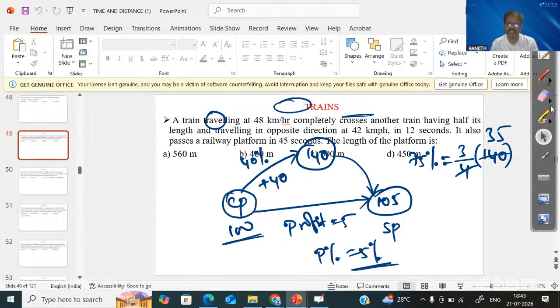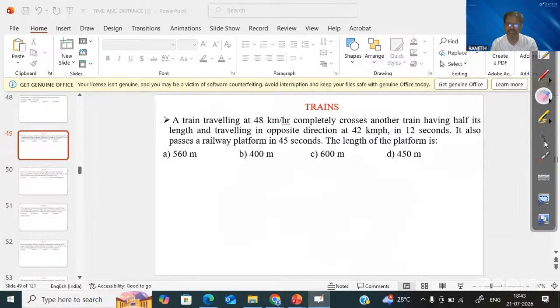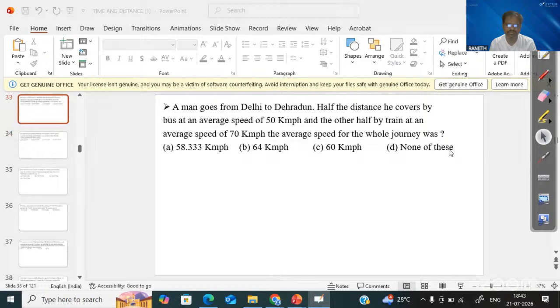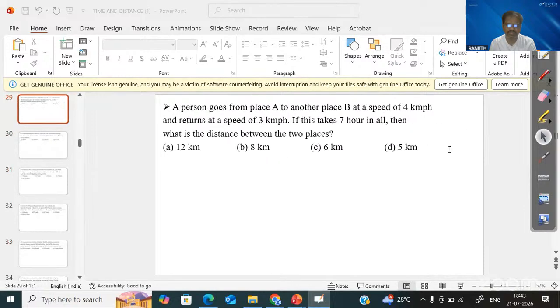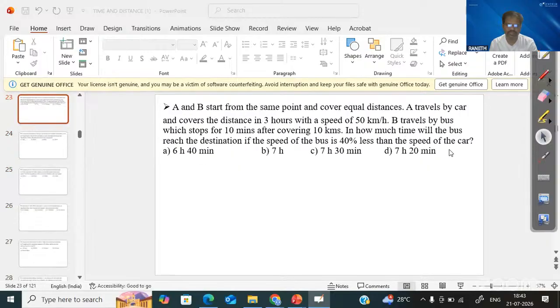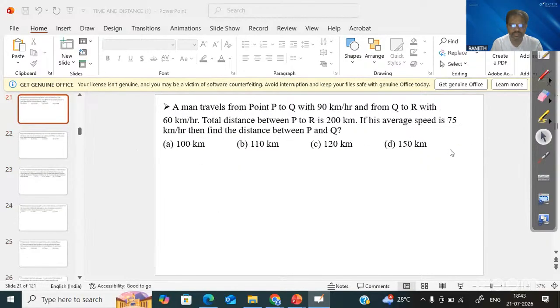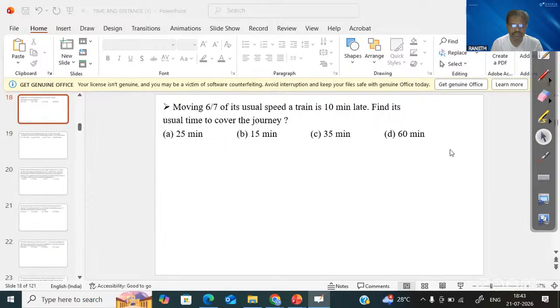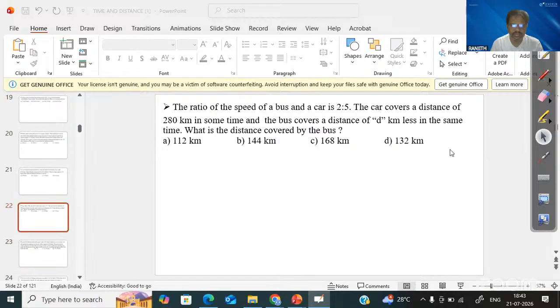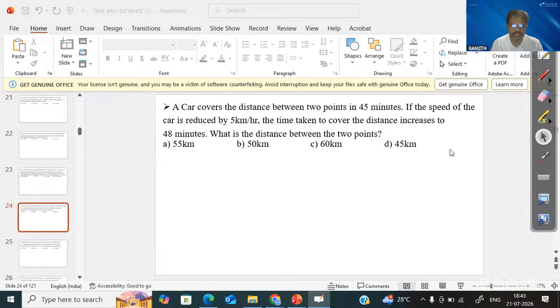So what is the answer for this one? Let's see one question. What is the answer here?